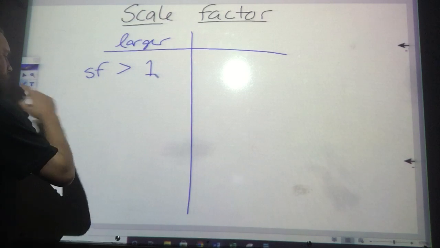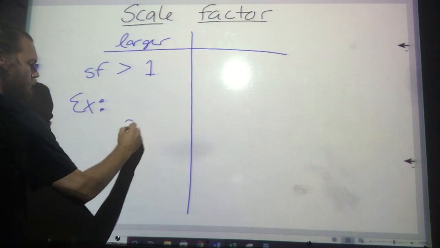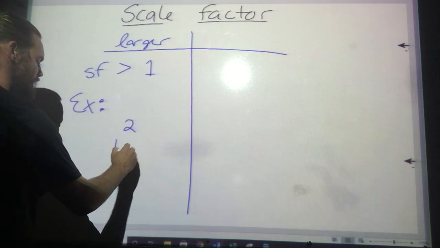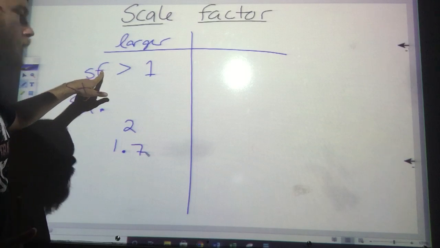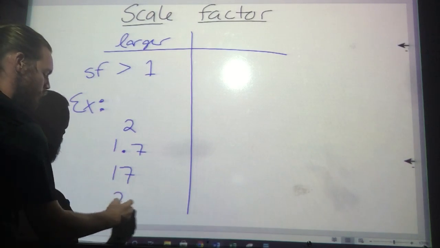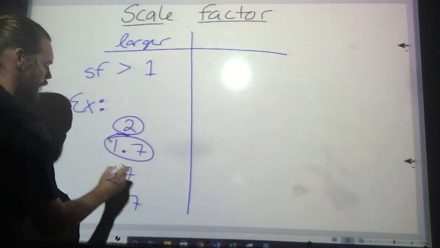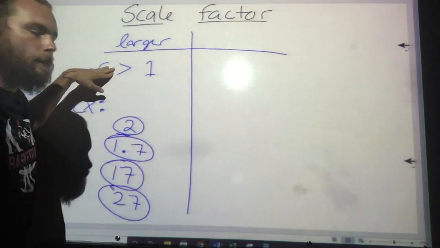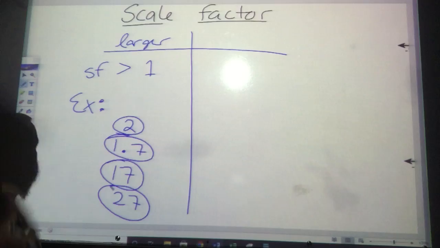Okay, so for example, 2 will create a larger image. 1.7 will create a larger image, all because it's greater than 1. Okay? 17, 27, 34, whatever. If your scale factor is greater than 1, your new image will become larger.